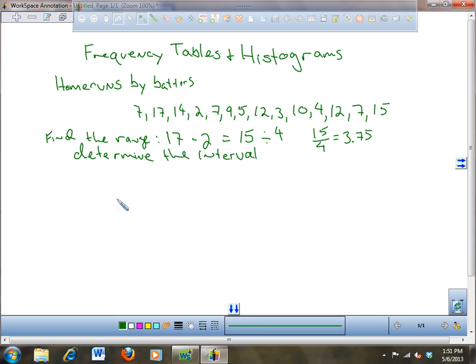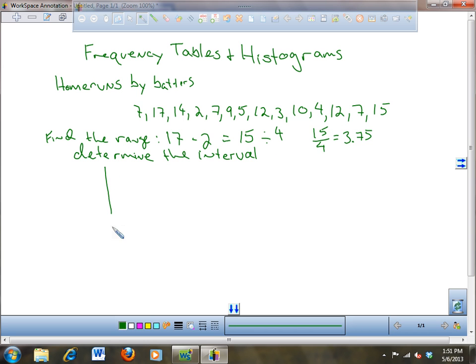You can pretty much just choose the number of bars, or they'll tell you, say, I want to have 6 bars on my graph. Then I divide by 6 and I round up to the next whole number. So in this case, I'm going to make my first interval start at 2.